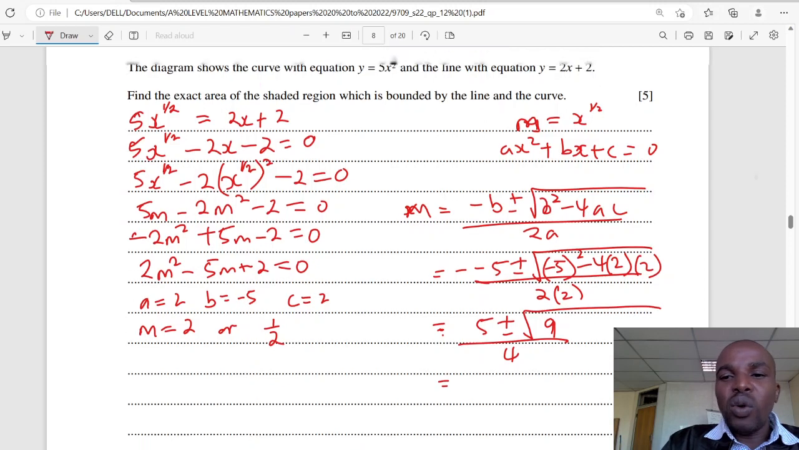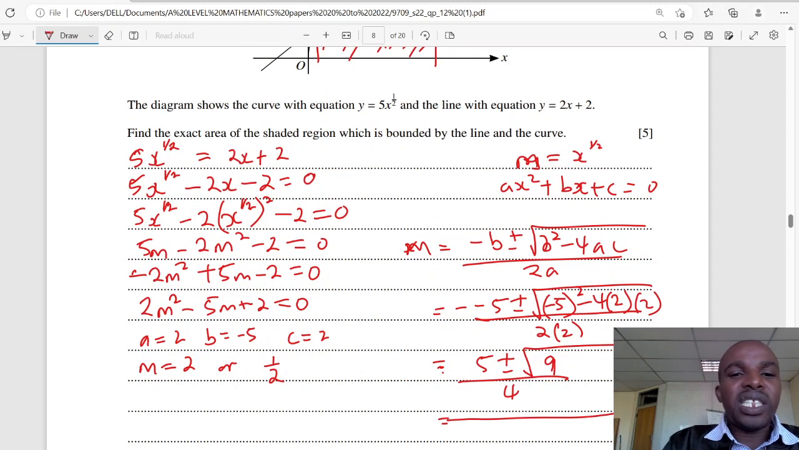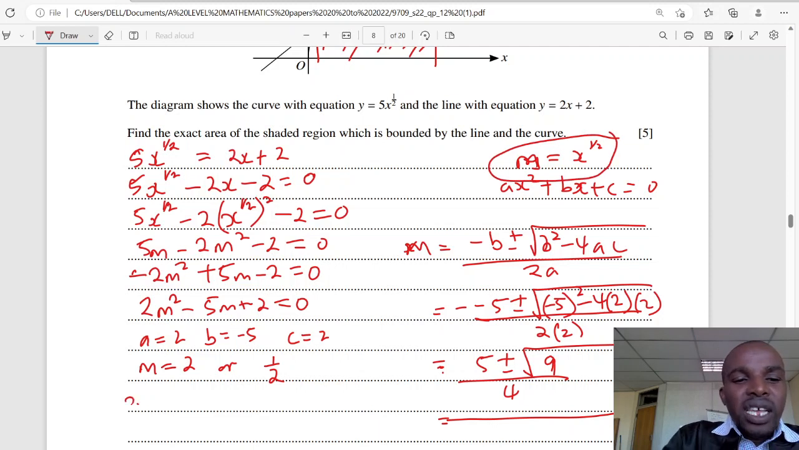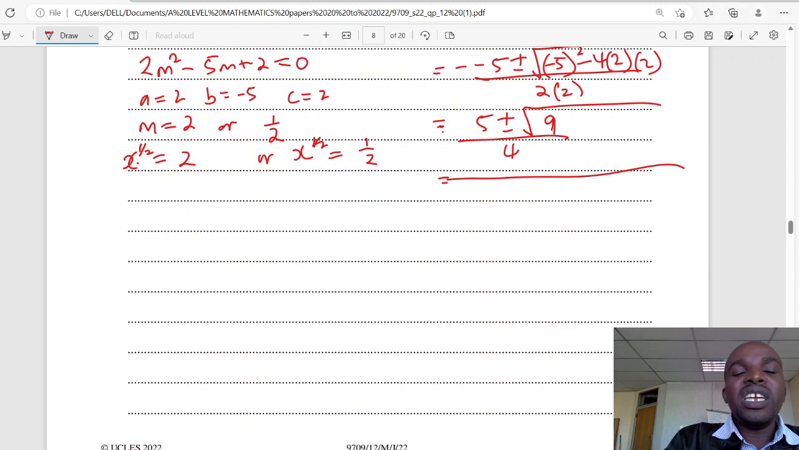But take note, what you want here is not m, it's x. So we let m equal x to the power half. So we say x to the power half is equal to the first one, which is 2, or x to the power half is equal to the second one, which is half. Then from this, you can find the values of x.